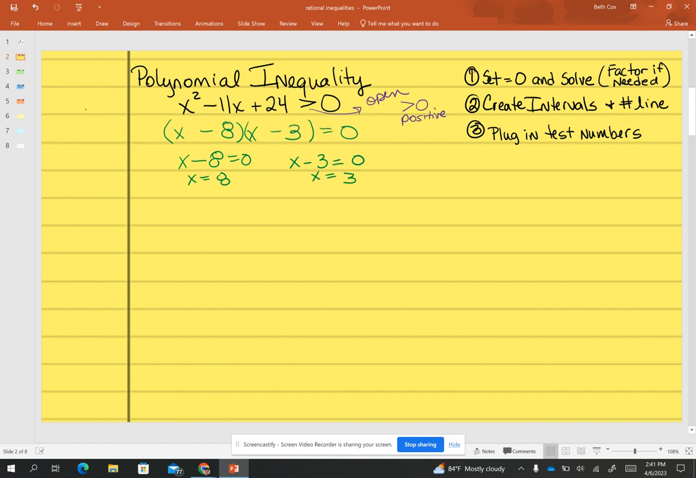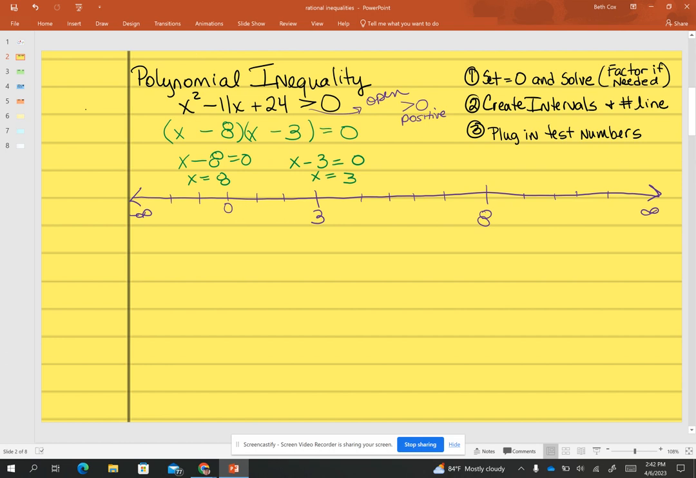Now we're going to create intervals from our number line. So I'm going to draw us a little number line here. And on the left, we have our negative infinity. On the right, we have our positive infinity. And I'm going to put the numbers 3 and 8 on my number line. There's 3 and there's 8. If you remember, that's 3 and then 4, 5, 6, 7, 8, 9, 10, 11, 12. And that would be 2, 1, 0, negative 1, and negative 2. So there we go. There's our number line.